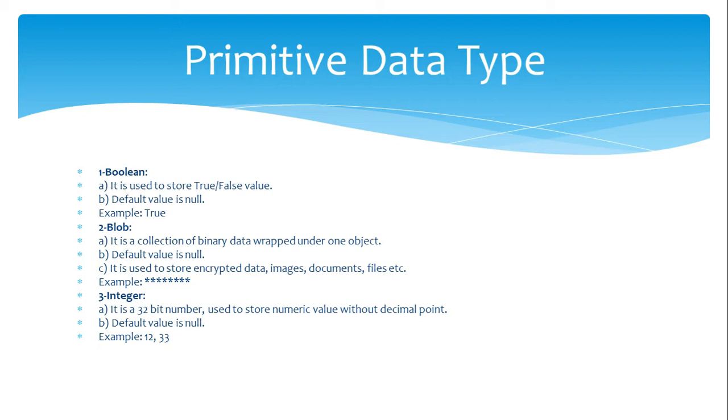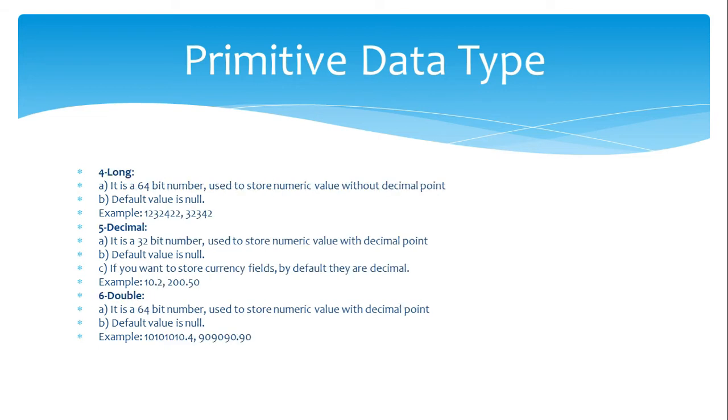For example, stars. Integer: it is a 32-bit number used to store numeric values without a decimal point. Default value is null, for example 12, 33. Long: it is a 64-bit number used to store numeric values without a decimal point. Default value is null, for example 1232422, 32342.